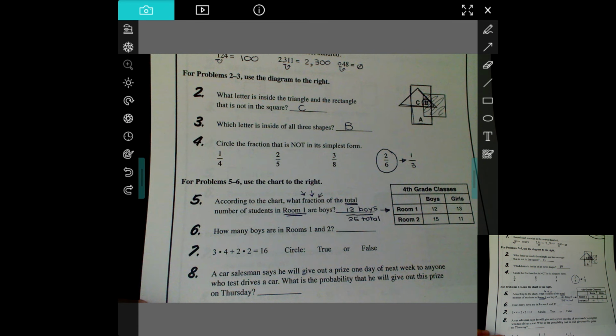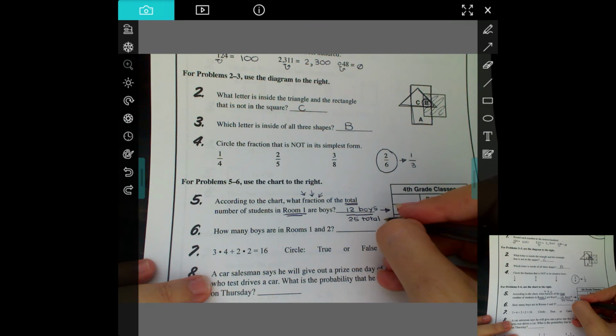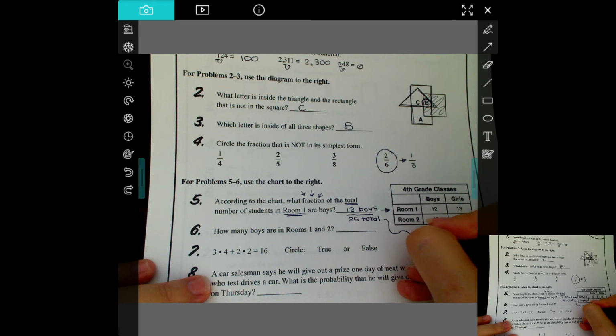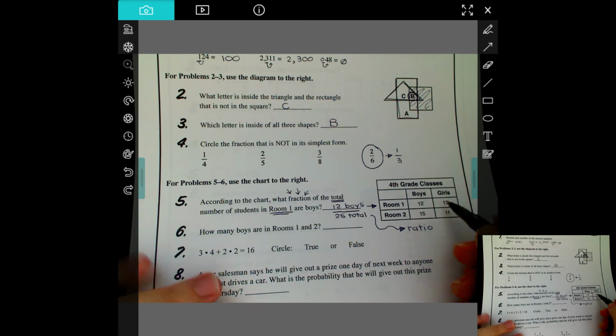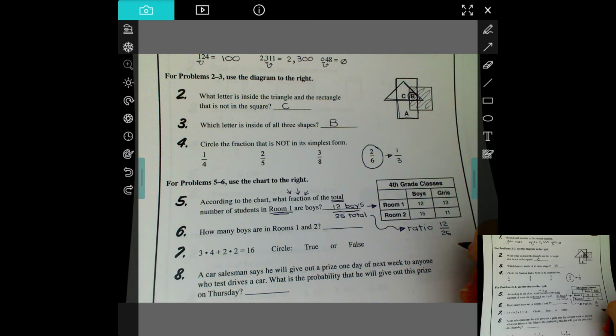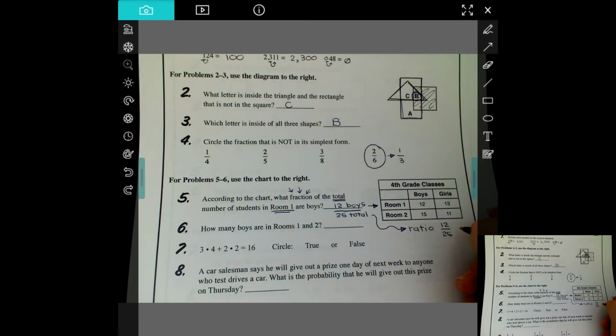Now, I do want to remind you that this is a ratio. So I'm going to draw a little arrow off to the side here to tell you that this is a ratio. I am comparing the boys in the class to the total number of students in the class. And ratios, just like fractions, can be simplified. So this is 12 boys to 25 total students. And oh, you know what? I take that back. There is no number that goes into both 12 and 25. So this is a ratio in its simplified terms.